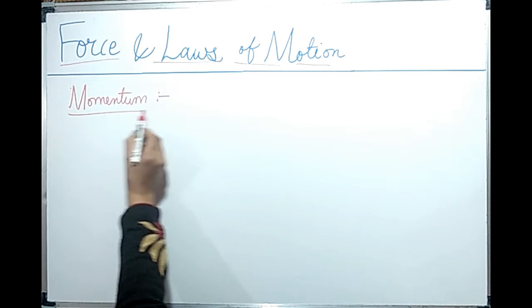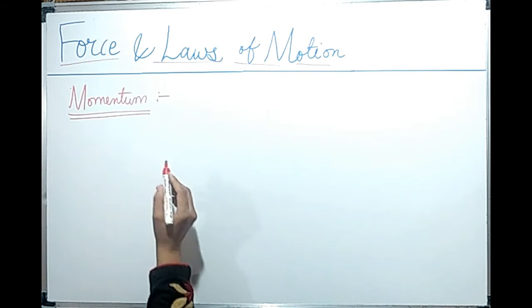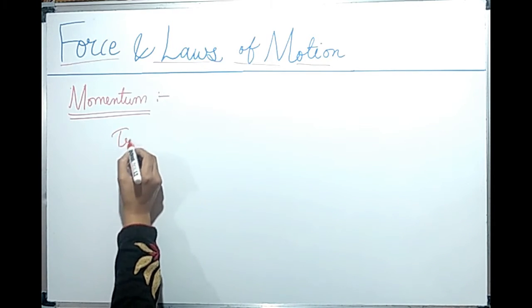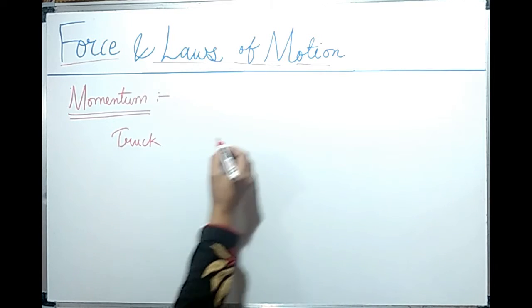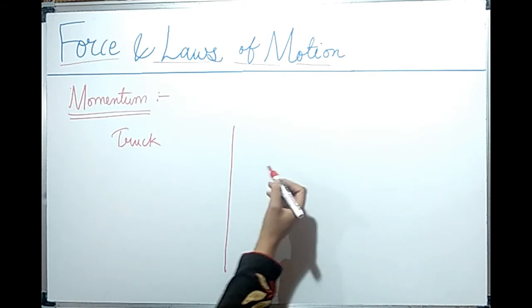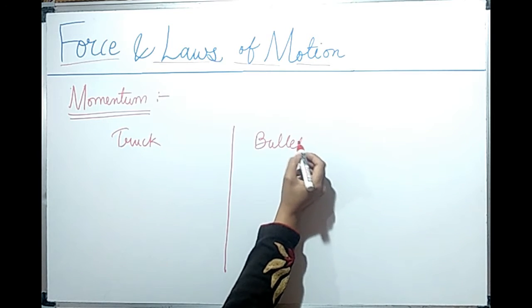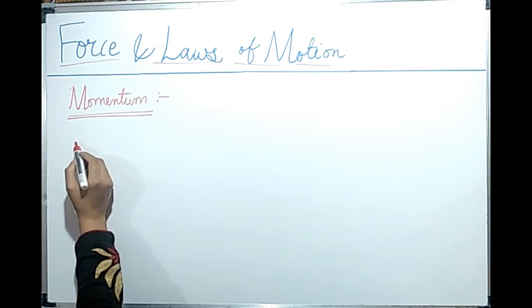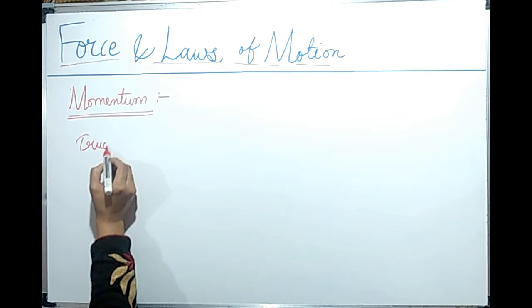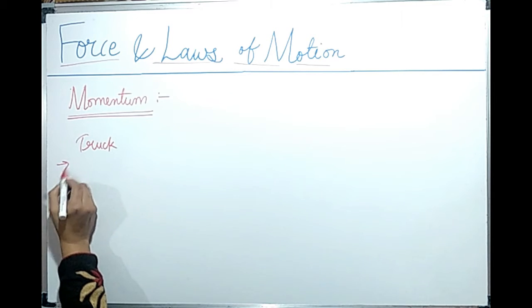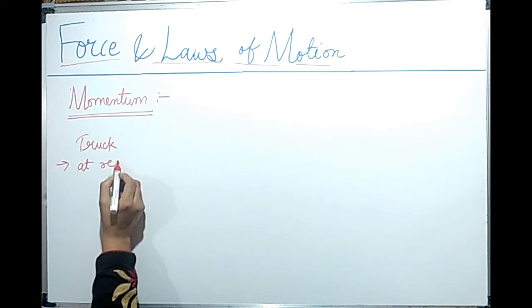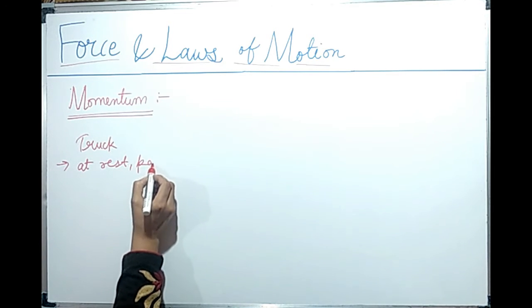To understand what is momentum, let's consider two examples. One, we are discussing the situation of a truck, and on the second side we are discussing a bullet. Let's consider the case of the truck. Initially, let's say the truck is at rest and it is parked along the roadside.